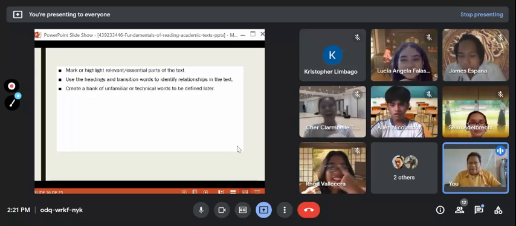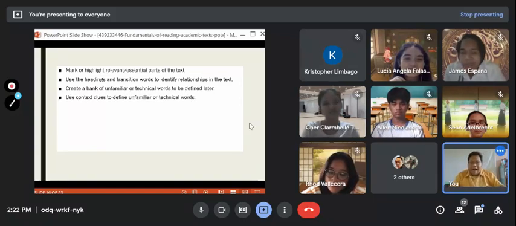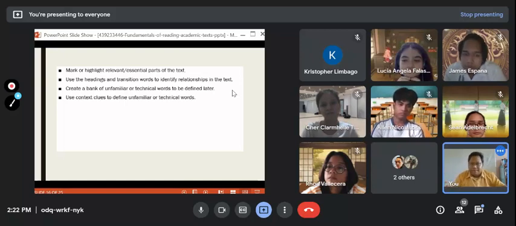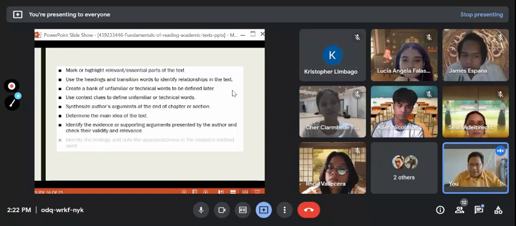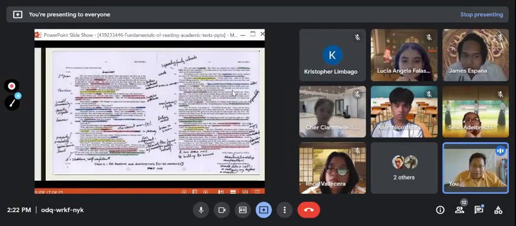Headings, okay. Create a list of unfamiliar technical words to be defined later. I did this when I was in high school when we were required to do a book reading report. So I had a notebook with a list of unfamiliar words which were also defined. Context clues are used, synthesizing author's arguments, determining main ideas, and might lead to a possible annotated text.